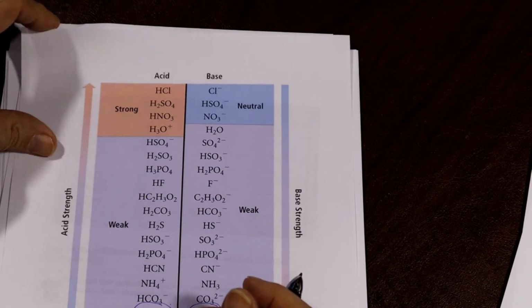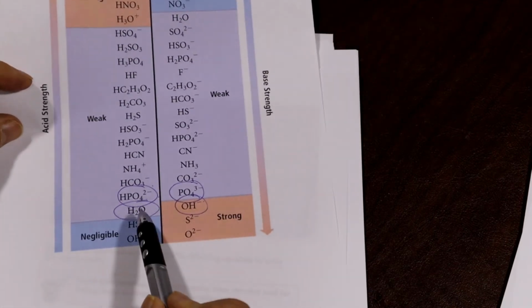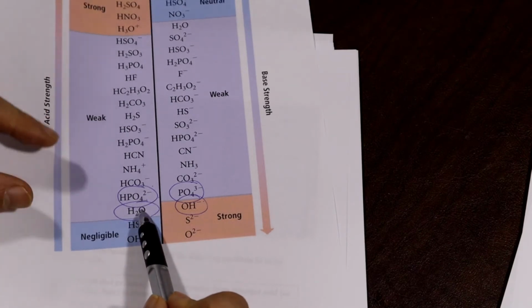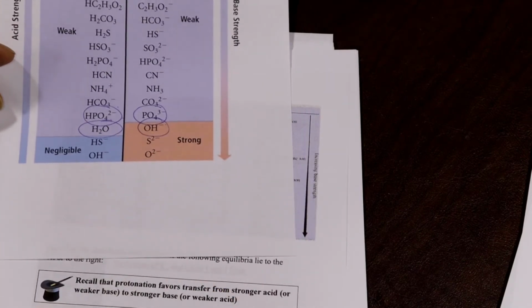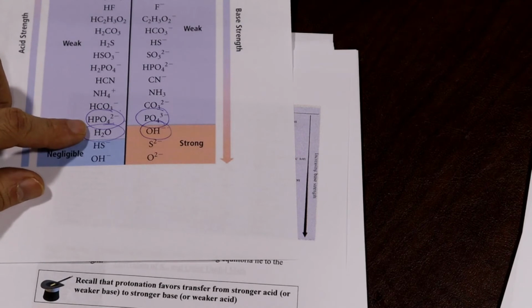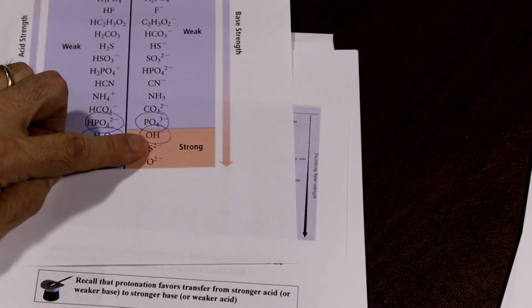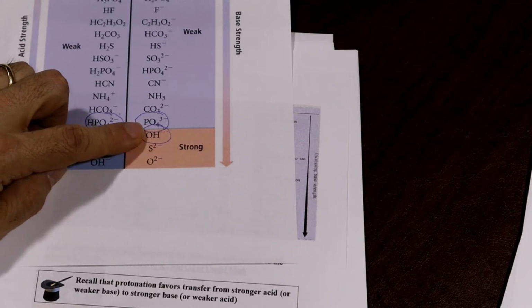If we look, what do we see? Well, there's our two acidic species, HPO4 2- and water. There they are. Which is stronger? This one is stronger. Which is weaker? This one is weaker. If we look at our bases, remember the base strength goes backwards. The OH is stronger and the PO4 is weaker.